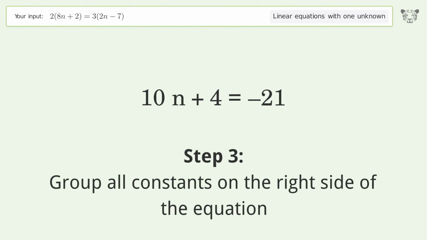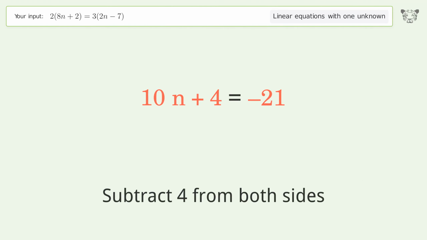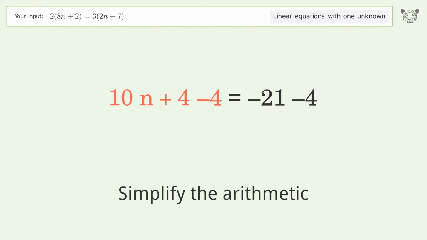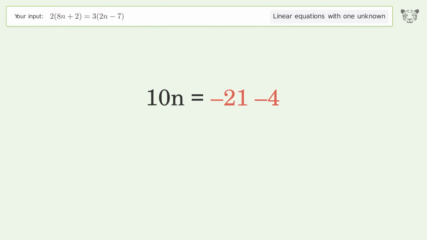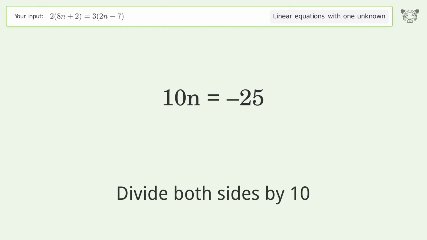Group all constants on the right side of the equation. Subtract 4 from both sides. Simplify the arithmetic. Isolate the n. Divide both sides by 10.